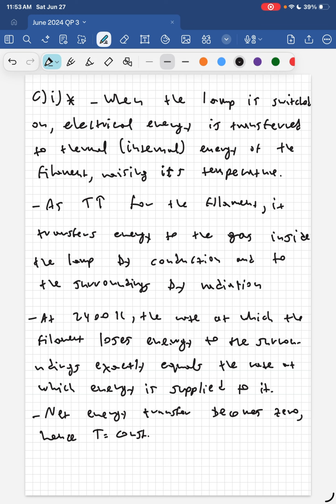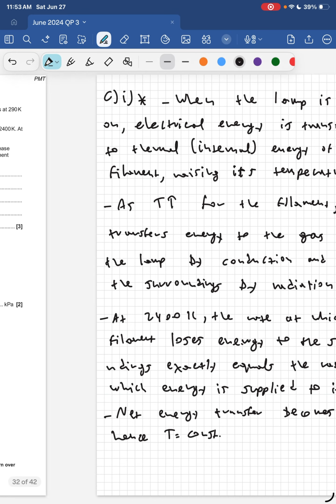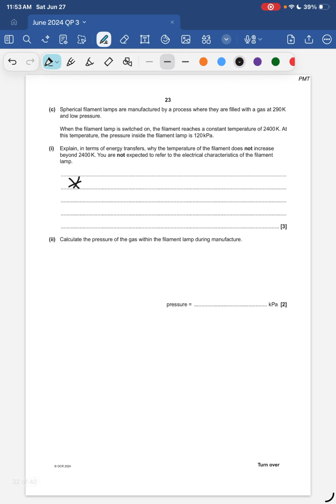So electrical energy is transferred to thermal energy in the filament. As the temperature of the filament increases, the energy is transferred to the gas. And then once we reach 2400 kelvins, the rate at which the filament loses energy to the surroundings is exactly equal to the rate at which energy is supplied to it. So there is no net energy transfer anymore. So the temperature remains constant. Okay. So let's move on to part 2.